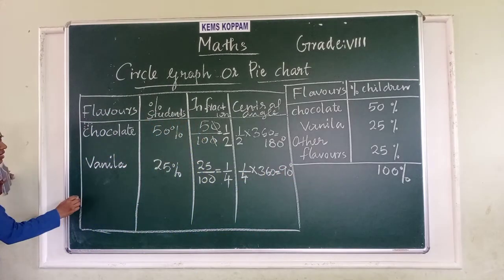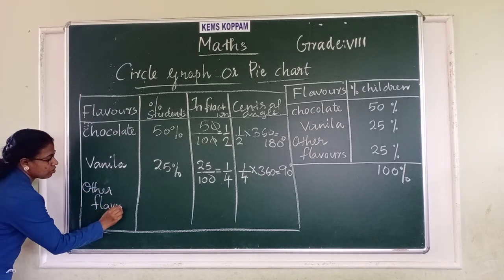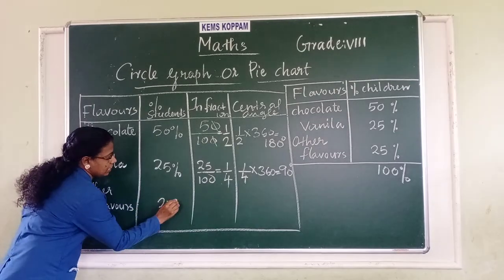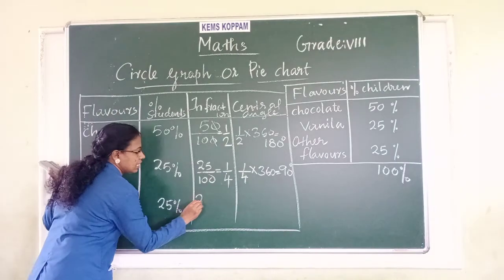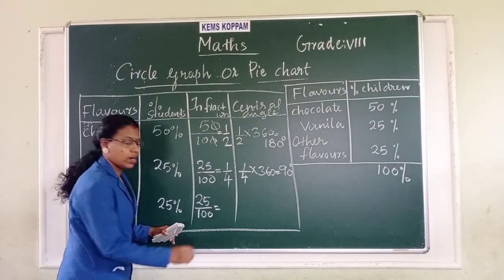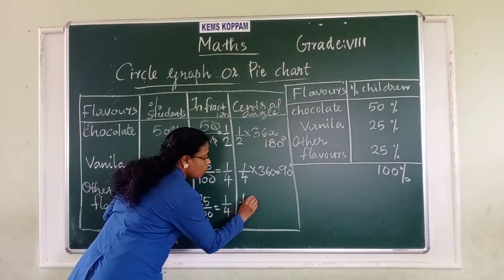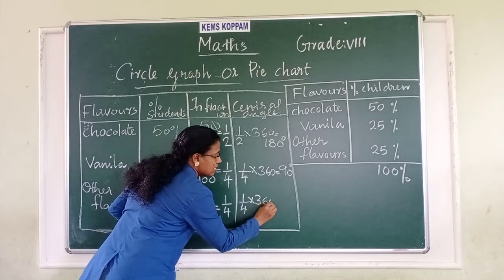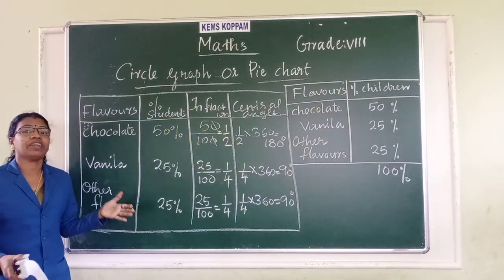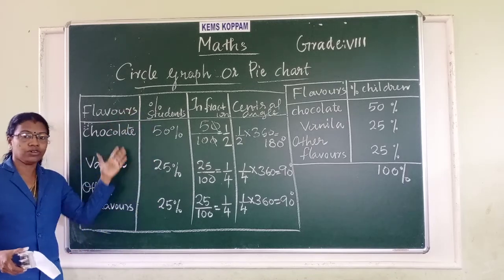Then the last one, other flavors. It is also 25%, so we can easily change this into a fraction. 25 by 100 equals 1 by 4. Then the last column is 1 by 4 of 360, again 90 degrees.